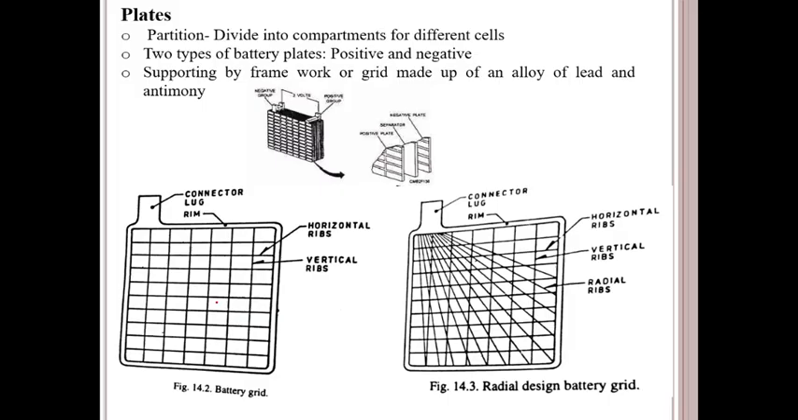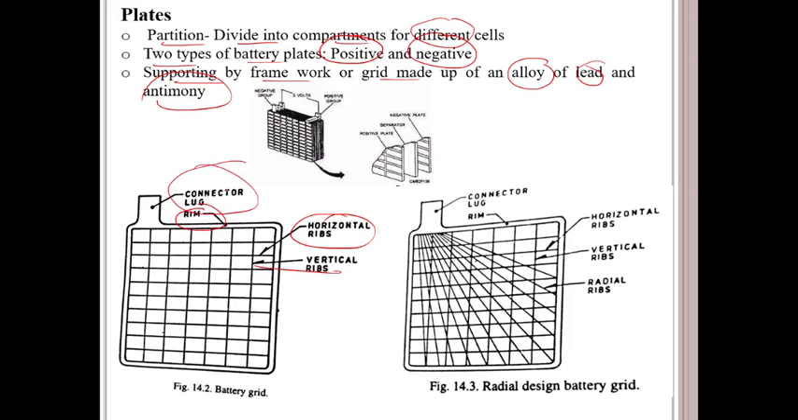Then apart from that, plates. What are the plates? If you observe here, plates. The container is partitioned or divided into compartments for different cells, and for that purpose the plates are used. There are two types of battery plates, one positive and second negative, supported by a framework or grid made up of an alloy of lead and antimony. If you observe here, these are the horizontal ribs, this is the vertical rib, this is the rim, this is the container lug. Okay.